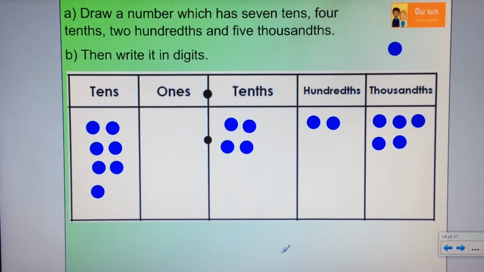Welcome back. Hopefully you've spotted that there were no ones. Okay, we had to have 7 tens, no ones, then a decimal point, 4 tenths, 2 hundredths and 5 thousandths. So we should have drawn our diagram like this with a space here and then had 70.425. Well done if you got that right.